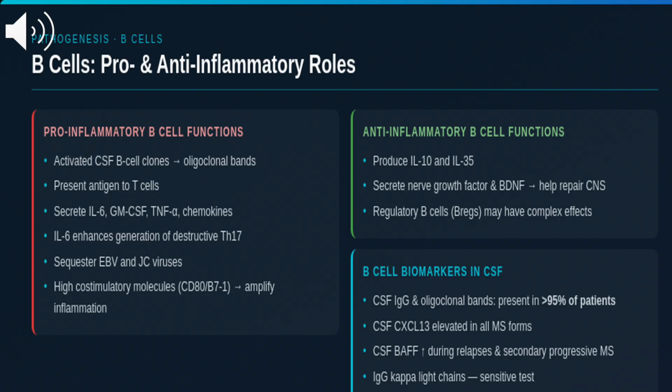The biomarker story. CSF-CXCL13, a B cell attracting chemokine, is elevated in all forms of MS and correlates with CSF B cell number, IgG synthesis, and MRI activity, making it one of the most informative MS CSF biomarkers available.